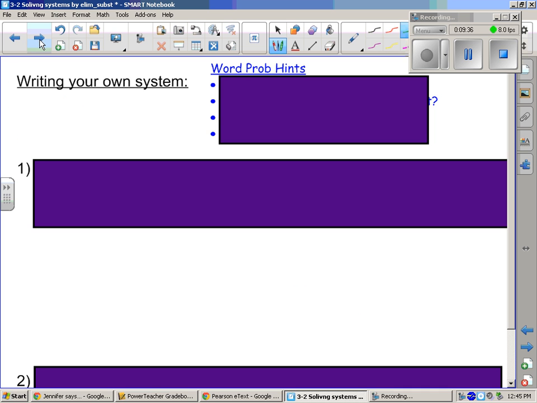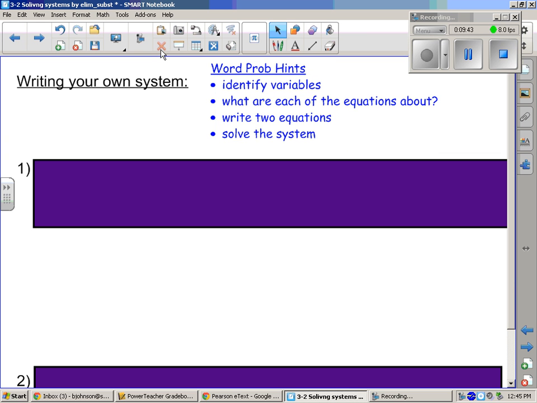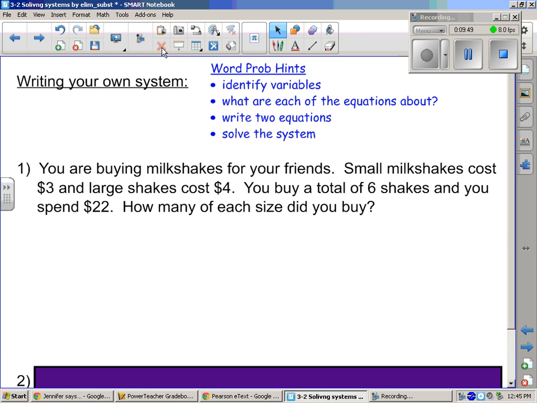All right, let's apply what we've learned to make some of our own systems. So I've got some hints for you for your word problems. Identify the variables, identify what your two equations are about, write the equation, solve the system. So let's get started with our first one.